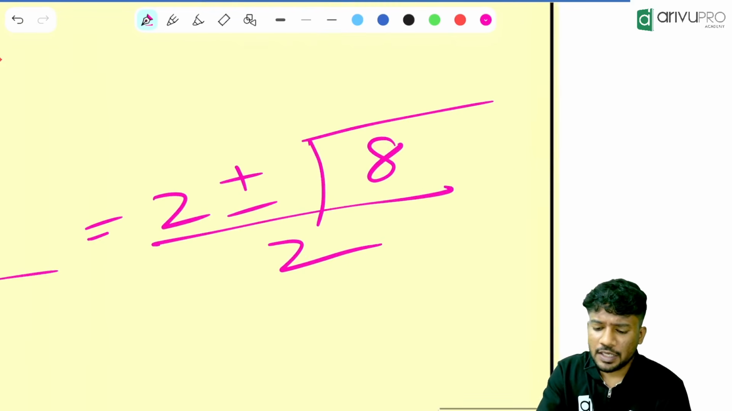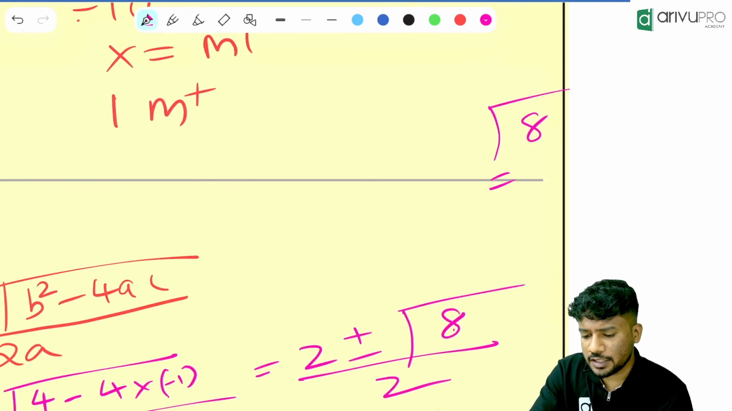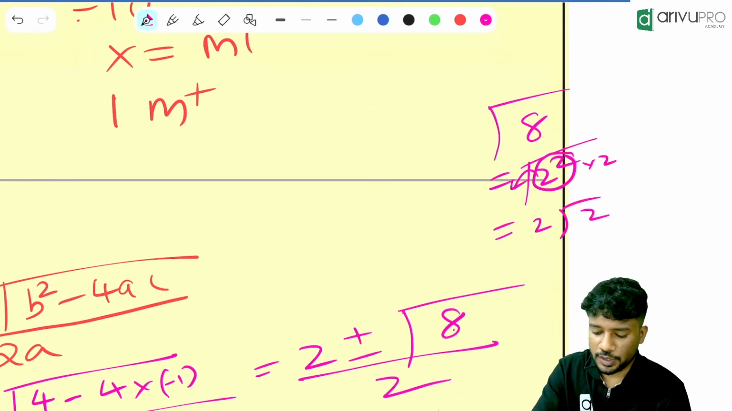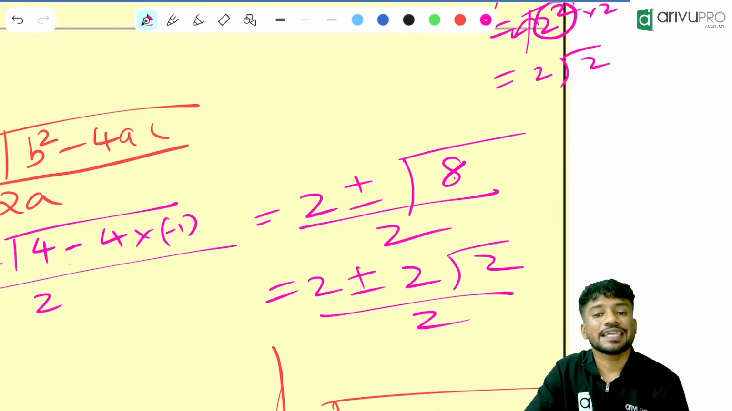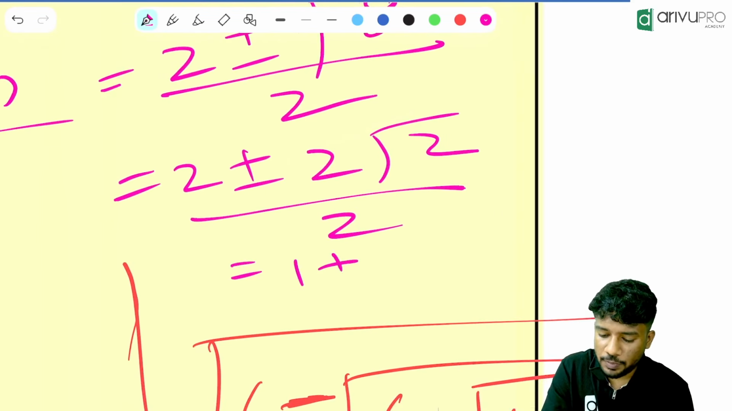Now people, can I write root 8 like this? Root 8 is nothing but root of, can I write it as 2 into 2 into 2? This is nothing but 2 square into 2. So that means 2 square will come outside the root. It will be 2 root 2. Everyone write that way, which is 2 plus or minus 2 root 2 divided by 2. Cancel 2 in all the terms. What will remain? 1 plus or minus root 2 is your answer.